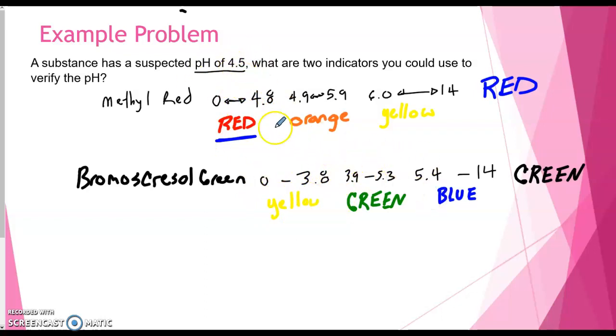So that's the difference here. This one gives us a range of 0 to 4.8. If we use something like this, it's going to confirm whether it's actually below 4.8 or more in this range. If we got a yellow, that would tell us it's actually in the lower range of this. If we're using the green, it's going to be in that 4.8 range that we're looking for. Last one I've got is methyl orange.